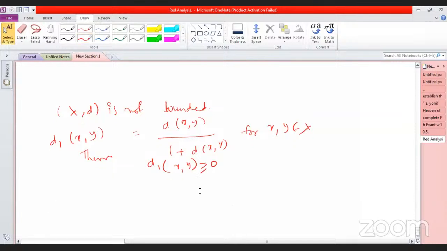Yes sir, yes. So d1(x, y) = d(x, y)/(1 + d(x, y)) for x, y belongs to X. So d1(x, y) is greater than or equal to 0. So d1(x, y) is greater than 0 and it is x equal to y or not?